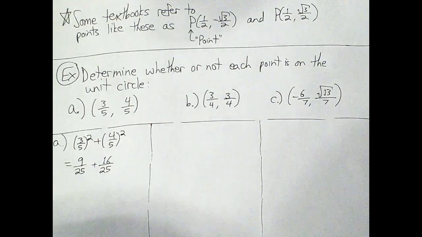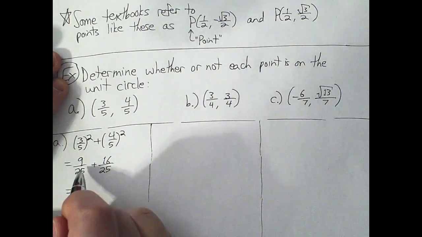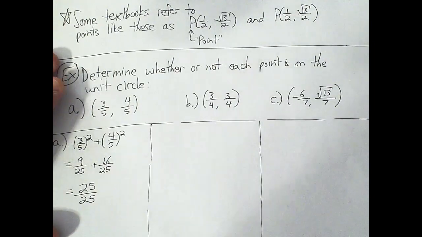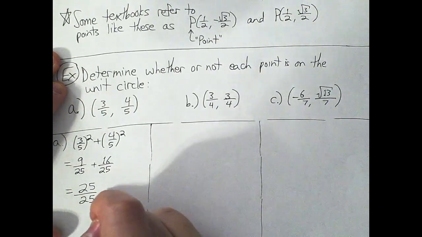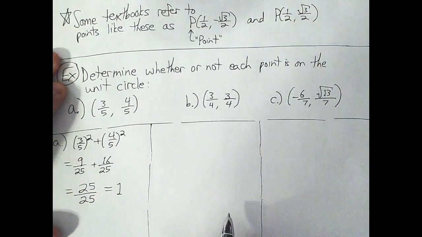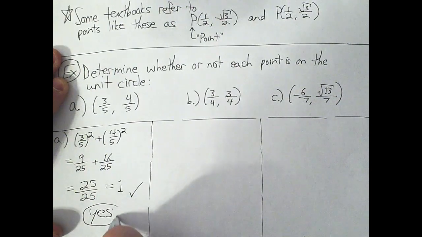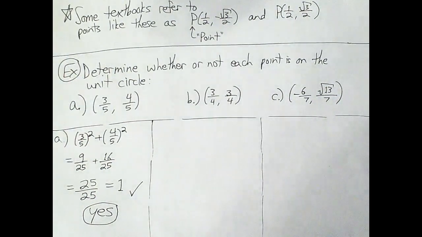Those fractions have a common denominator, so I'd like to add them together. 9 plus 16 is 25. I get 25 over 25. That equals 1. I'll put a little check mark next to it. And the answer is yes. Yes, because it satisfies the equation of the unit circle. X squared plus y squared did, in fact, equal 1. If it equals anything else, then the answer would be no. So why don't you take a minute? You could pause the video and try part B and C, and then I'll talk about those.